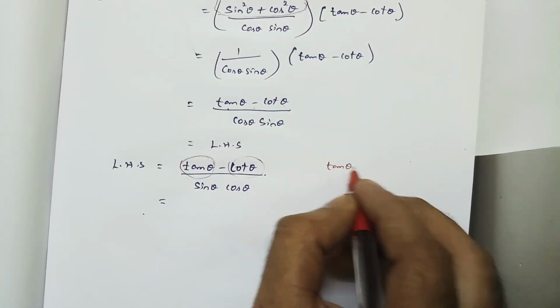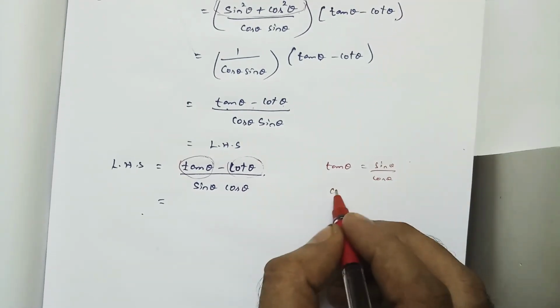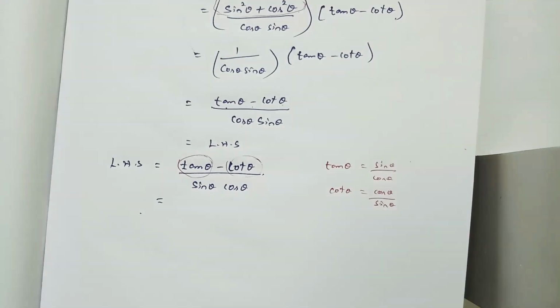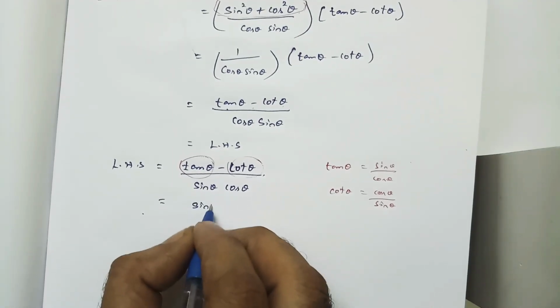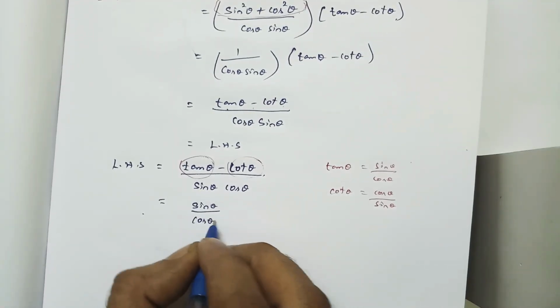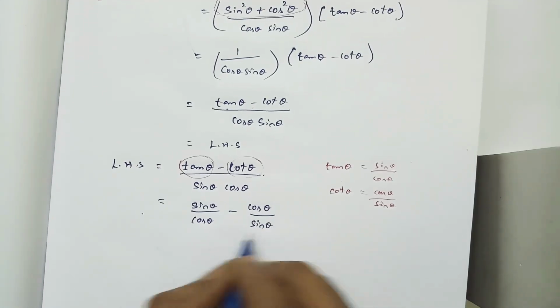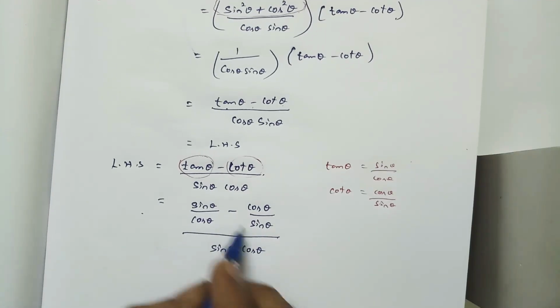So tan theta is sin theta divided by cos theta, right? And cot theta is cos theta divided by sin theta. So instead of tan theta minus cot theta, I am going to write sin theta divided by cos theta minus cos theta divided by sin theta, whole divided by sin theta into cos theta. Right? So just do the cross multiply.